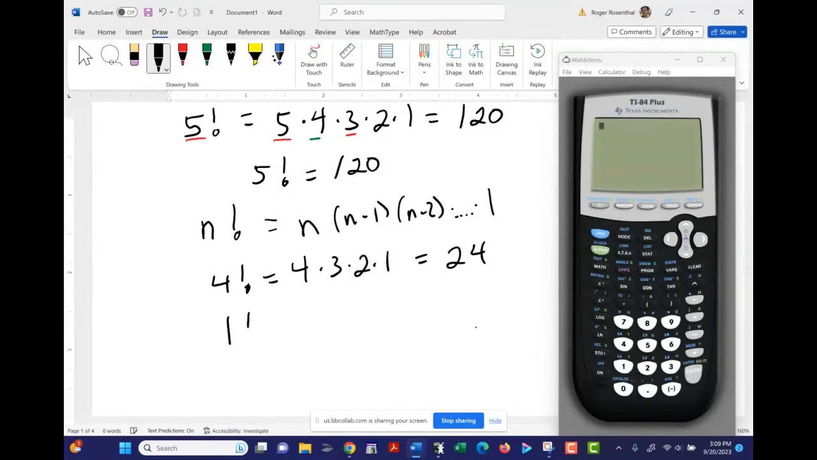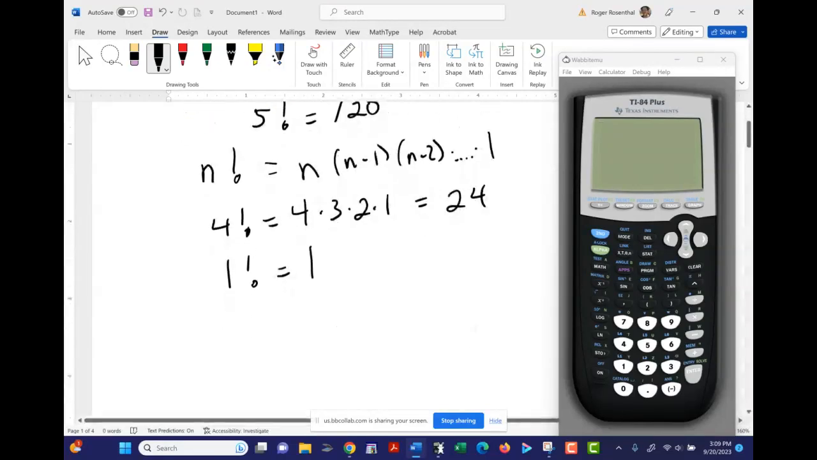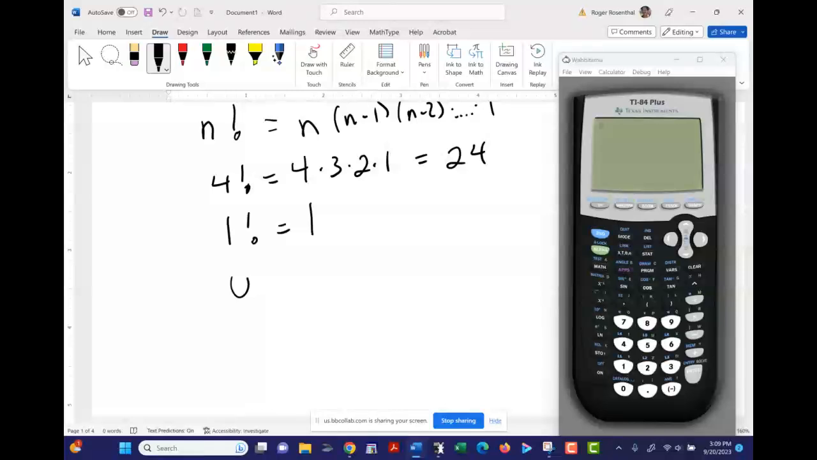If I ask you for 1 factorial, that means start with 1 and go all the way down to 1. We're already at 1, so the answer is the number 1. 1 factorial is 1. You might think that 0 factorial makes no sense, and given the way I've explained what factorial means, you would be right. But it turns out that 0 factorial is considered to be 1 also. So be sure you know that 0 factorial is 1.